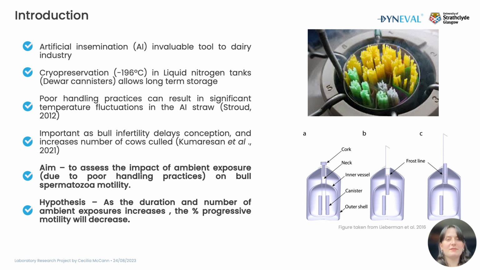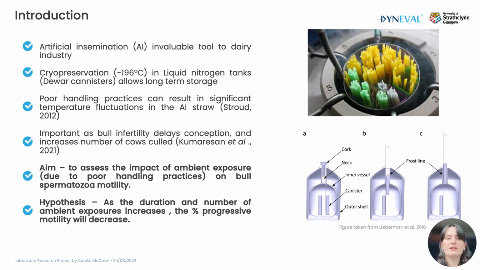So just a little bit of background. Artificial insemination is an invaluable tool to the agricultural industry, notably the dairy industry. And it's largely facilitated by cryopreservation, which allows long-term storage of superior bull semen samples.